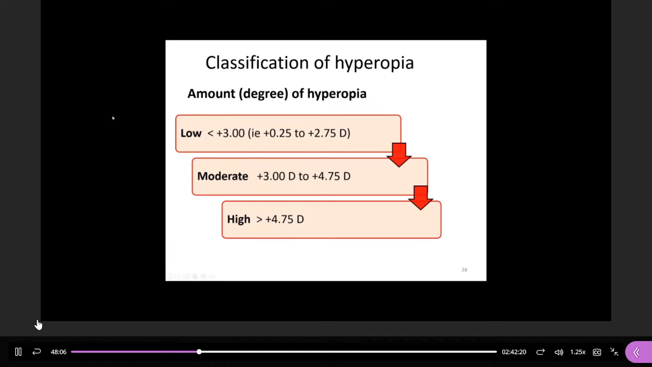So compared to myopia, what is it? Minus 2.75. Remember, the numbers are different when they define low, moderate, and high. Here, moderate is 3.0 to 4.75. High is above 4.75. Okay, remember this is a very important difference in the classification of hyperopia. Myopia has 1, 2, 3, and 4, plus severe, and the numbers are a little bit different. So in the examinations, please pay attention.